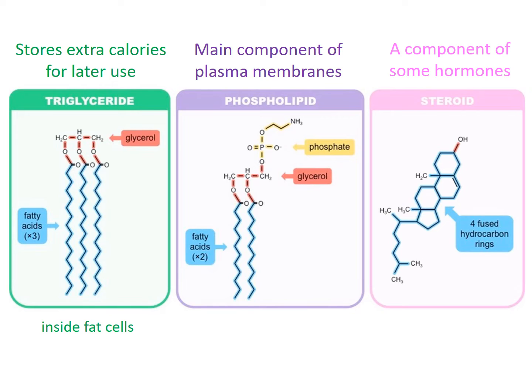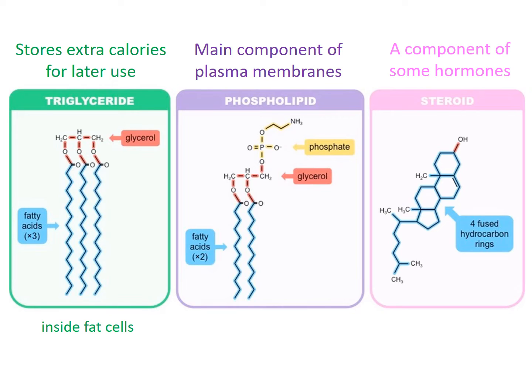Now let's transition to the middle panel, where in purple it's highlighting something called a phospholipid. Phospholipids comprise the majority of a plasma membrane, and a plasma membrane is something that surrounds cells, like the cell membrane. Plasma membranes also surround membrane-bound organelles like mitochondria, nucleus, lysosome, Golgi apparatus.